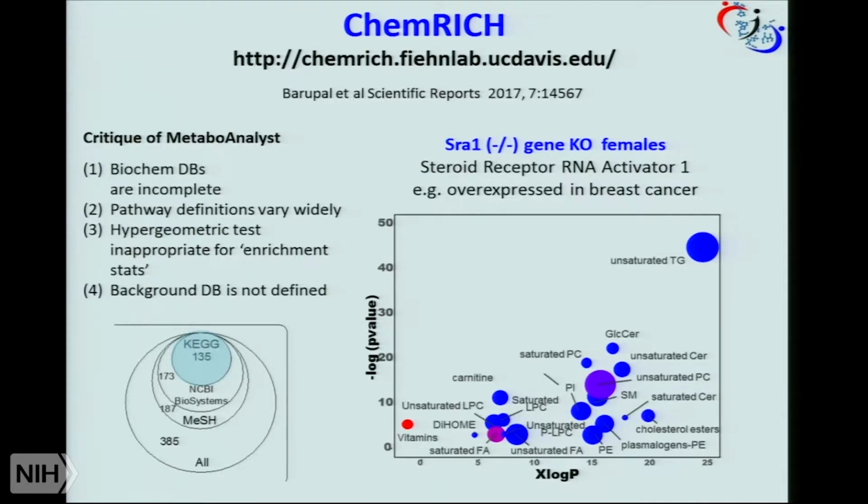MetaboAnalyst uses an inappropriate statistical design. Also, of course, the background database for what is the metabolome is not defined, and you lose many identified compounds that are not found in biochemical databases. So instead, we use the chemistry itself. We put compounds into chemical classes, for example, unsaturated triacylglycerides, and then we get very similar results in terms of the differential regulation of metabolites, of phenotypes or metabotypes. But it's not depending on a specific biochemical database because it's only depending on did we identify the compound or not.